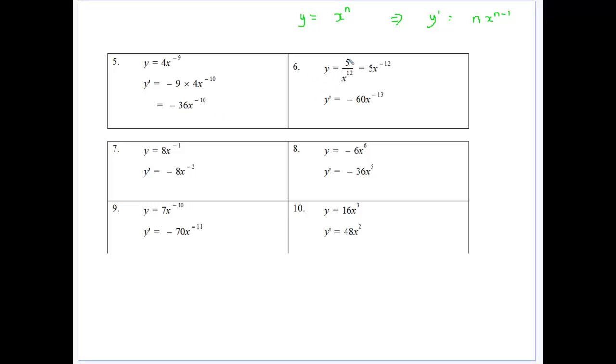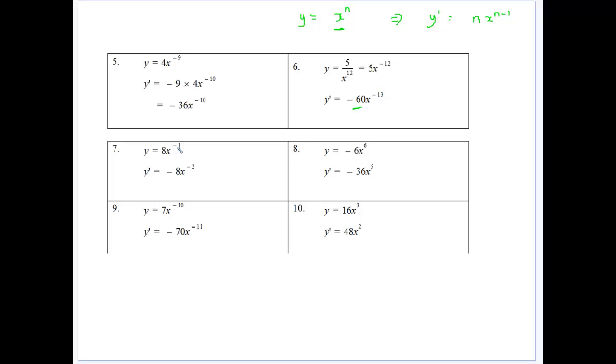Question 6 here, we get 5 over x to the power of 12. So we've got to be careful, because we want it back in this form. To actually differentiate it, we need x to the power of n. We can't have the x in a fraction there. So we bring it up and say that's 5 times x to the power of minus 12. So again, we bring our minus 12 down, multiply it by 5, gives us minus 60. Subtract 1 from minus 12, gives us minus 13.